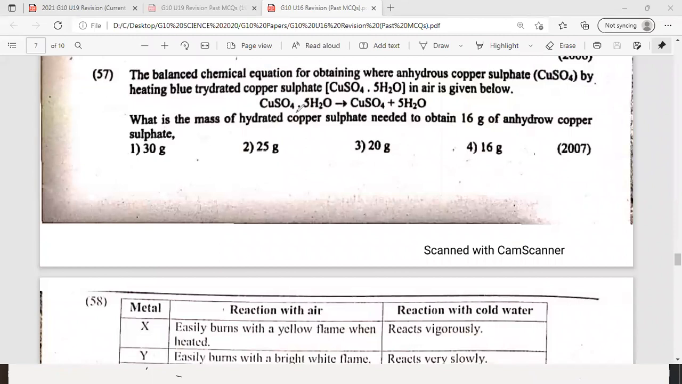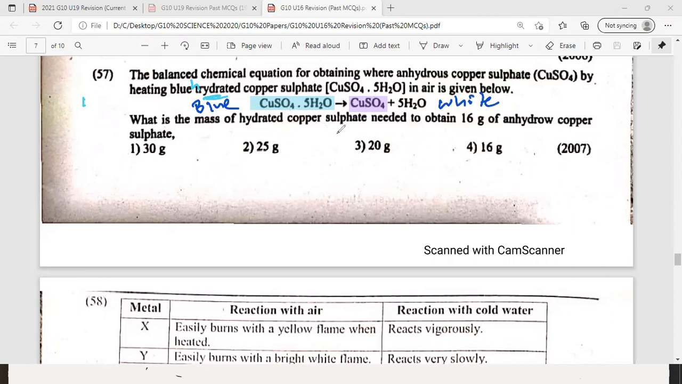2007 O level. This is called hydrated copper sulfate, which is blue. If you want to write here, what is this? Hydrated copper sulfate. So what is the color? It's blue. And dehydrated copper sulfate is white. Right, white. Please put an arrow and write: hydrated copper sulfate is blue. Dehydrated copper sulfate is white.